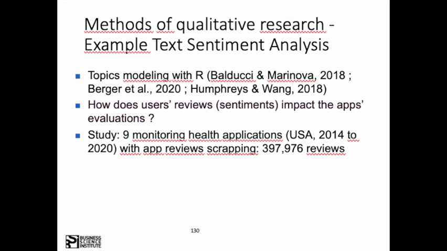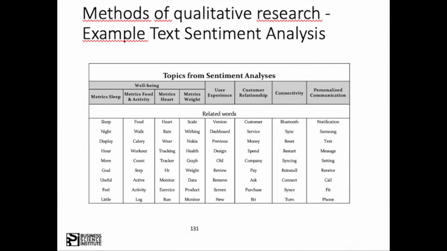In total, we had almost 400,000 reviews about the health applications. And from the reviews, with the words used in the reviews, we generated 8 topics with R. 4 topics refer to well-being: matrix sleep, matrix food activity, matrix heart activity, and matrix weight. We have 1 topic about user experience, 1 topic about customer relationship management, 1 topic about connectivity, and 1 topic about personalized communication. Under the topics, you can see the words that enabled us to generate the topics.